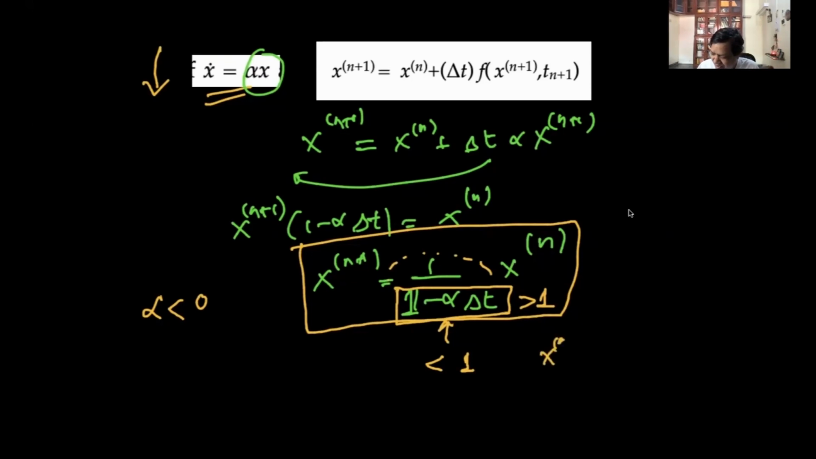So x_{n+1} modulus. x_{n+1} could be negative as well. But the modulus of this will be less than x_n when alpha is negative for this case. So that means x is decreasing in time, which is what we want. The real solution is decreasing in time.